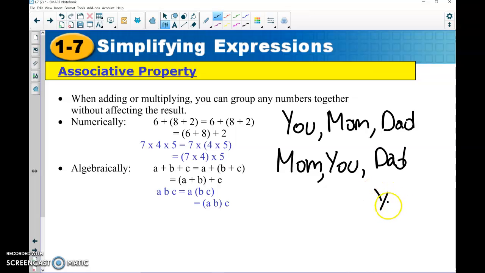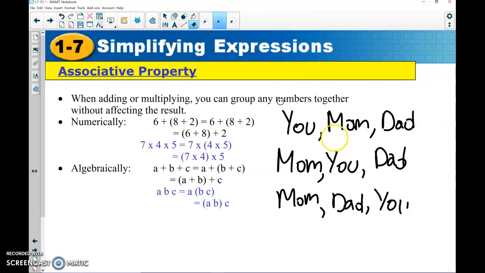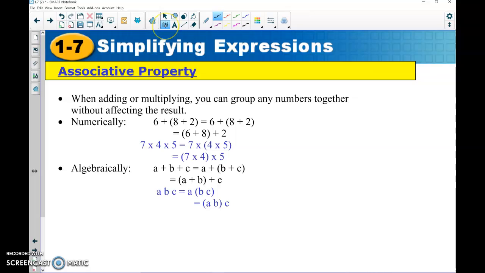Well, what happens if you sit on the end and then your dad sits in the middle? Okay, so no matter what, it's still the same outcome. You, your mom, and your dad are at the movies. It's just who you're associating with. So you can kind of flip the order around to change who you're sitting next to or who you're by. So it's kind of the same thing here.